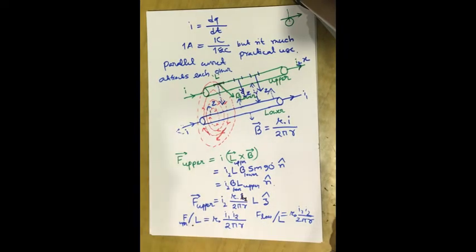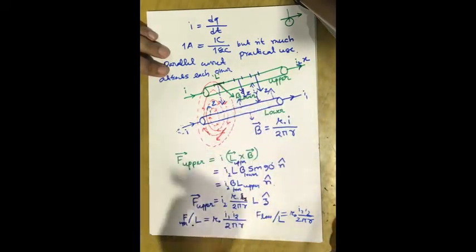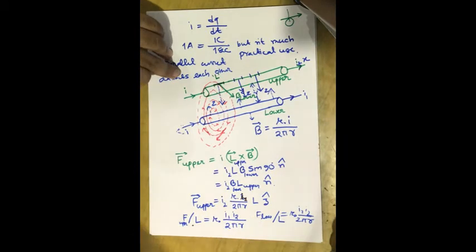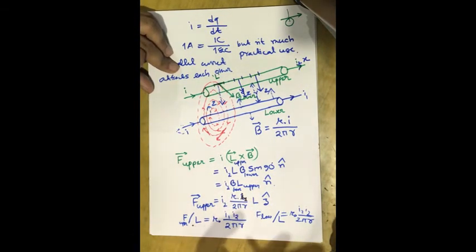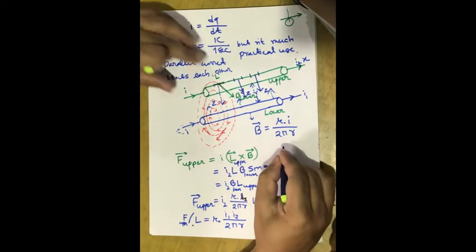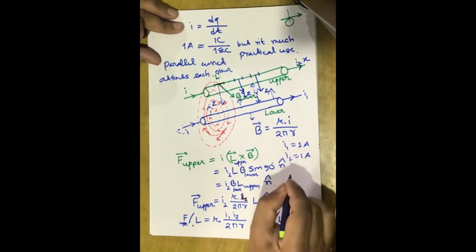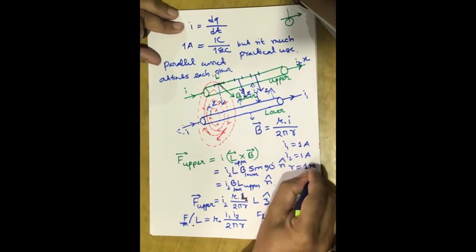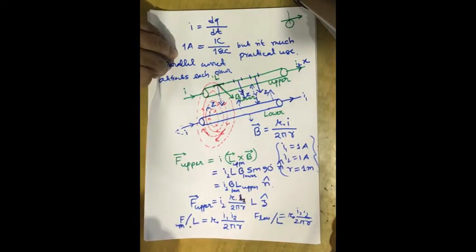Okay, now from here we can define the definition of ampere. Suppose through both the wires, 1 ampere current is flowing. Let's put I1 equal to 1 ampere, I2 equal to 1 ampere, and let's keep the two wires at a distance of 1 meter. Then put all these values in and see what is the force per unit length on the wire.